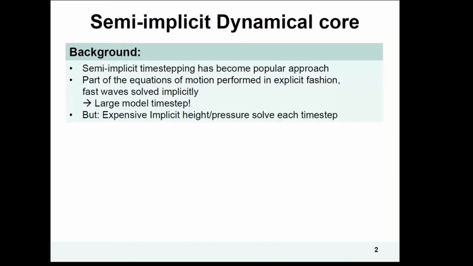And in semi-implicit time stepping, that has become quite popular over the last couple of years, parts of the equations of motion are done explicitly, while other parts are done implicitly. And these other parts are typically gravity waves, so fast waves and sound waves. And that leads to a large model time step. But the disadvantage is that you need to do an expensive implicit height or pressure solve each time step.